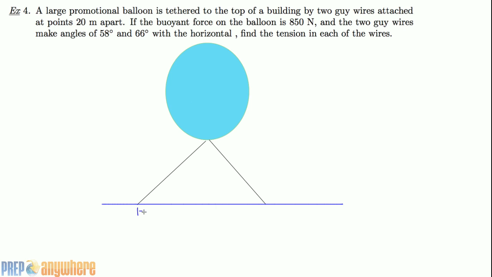And we know that we're given a distance between these two where the wires are held on the ground. It's 20 meters. And the balloon has a force of wanting to be lifted up, right, to float. That's called the buoyant force. So that force going up is 850 newtons. However, the balloon is not moving because the wires are negating this 850 newtons, both horizontally and vertically.